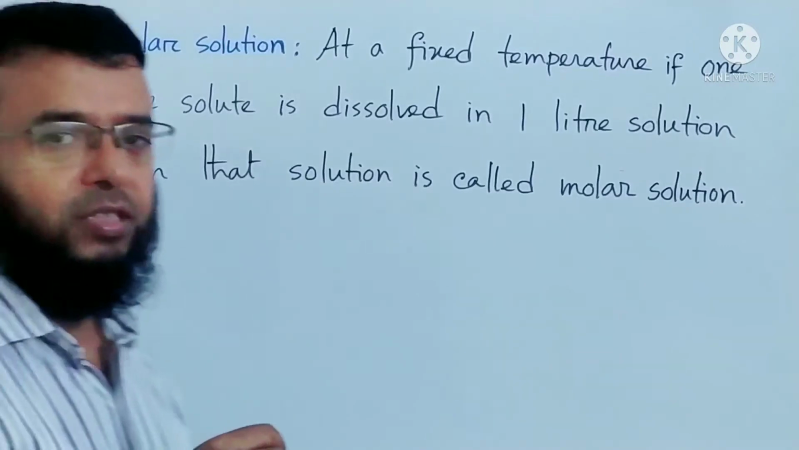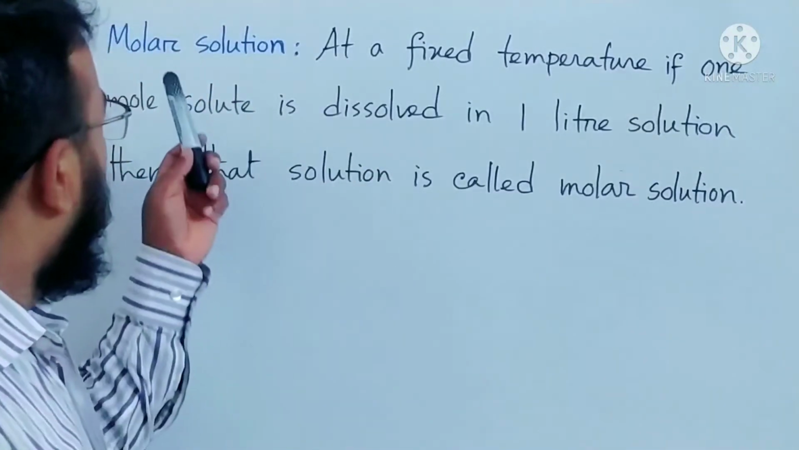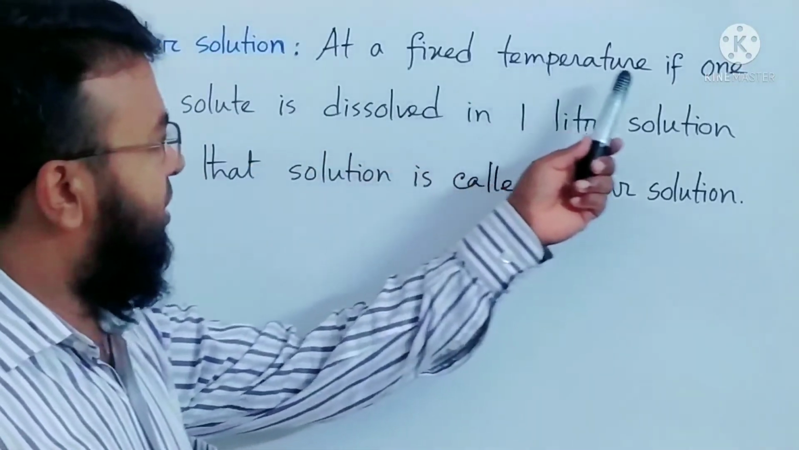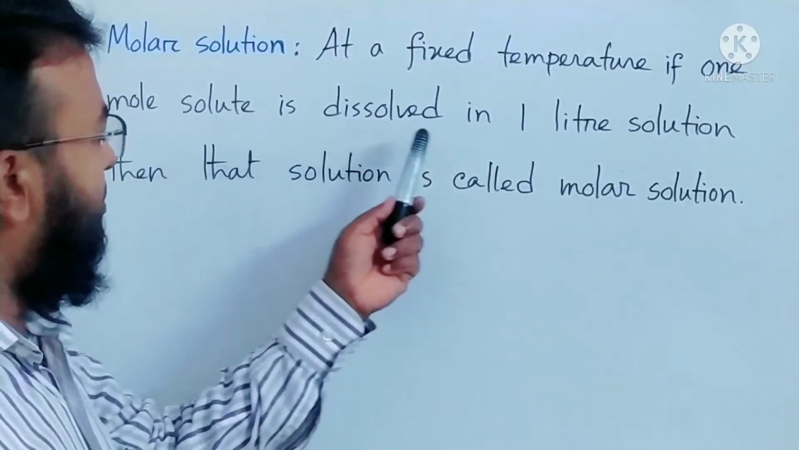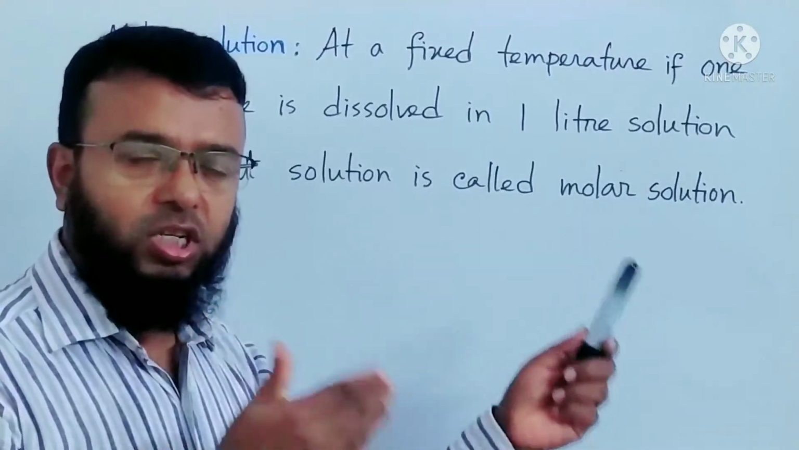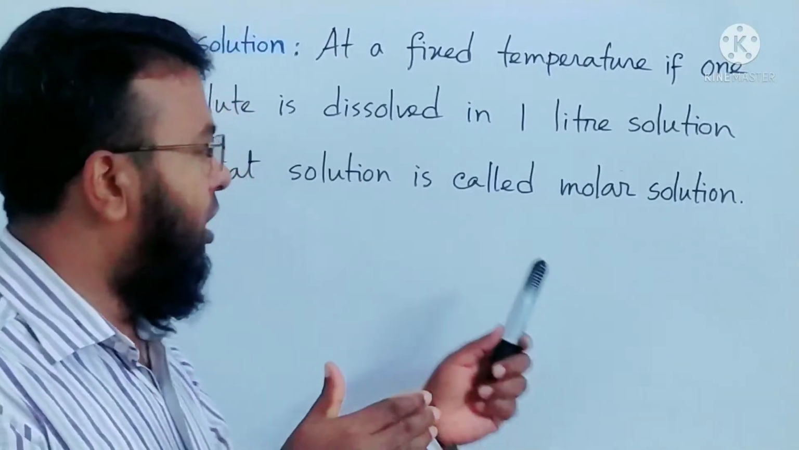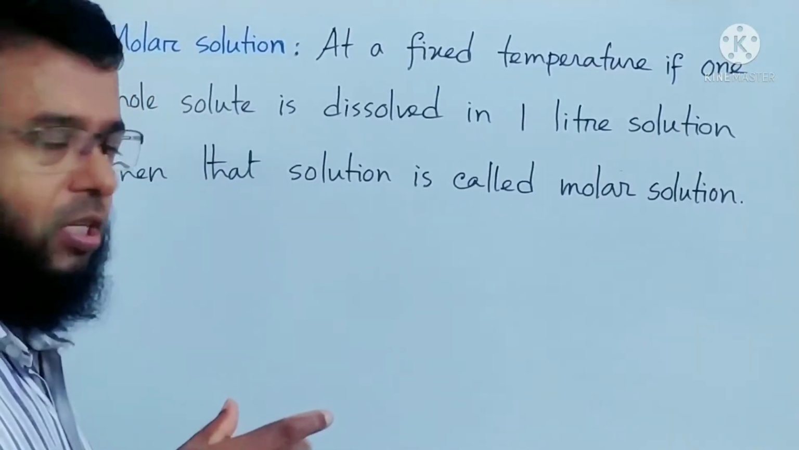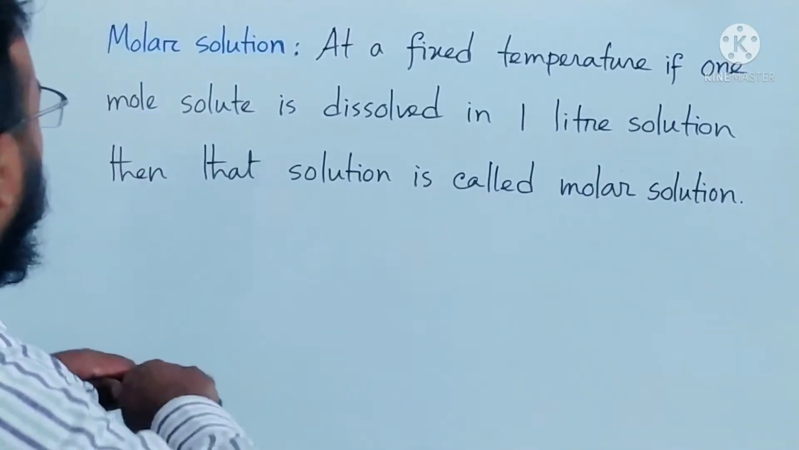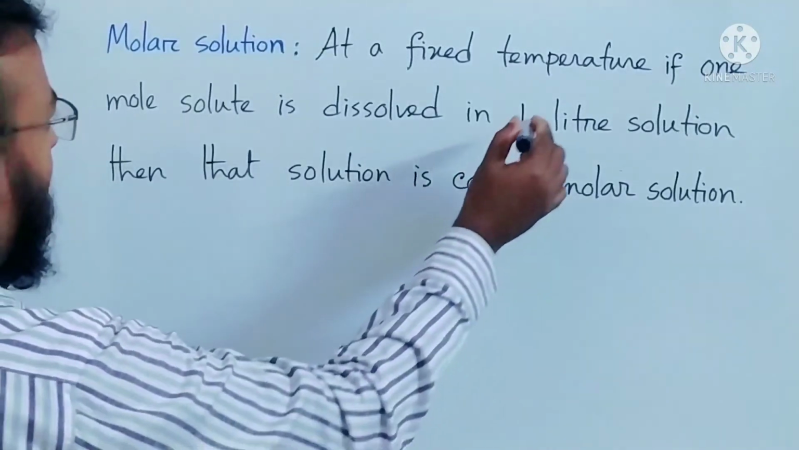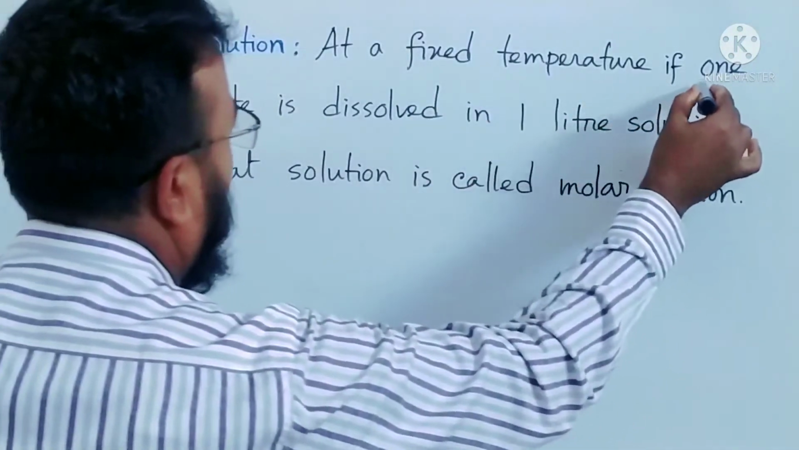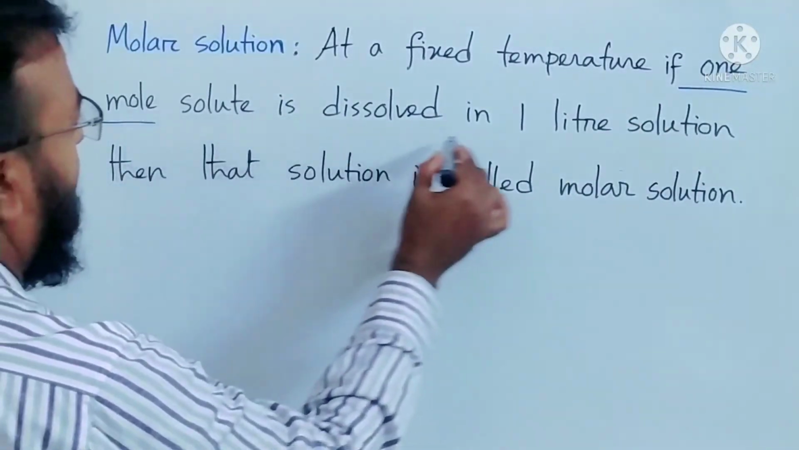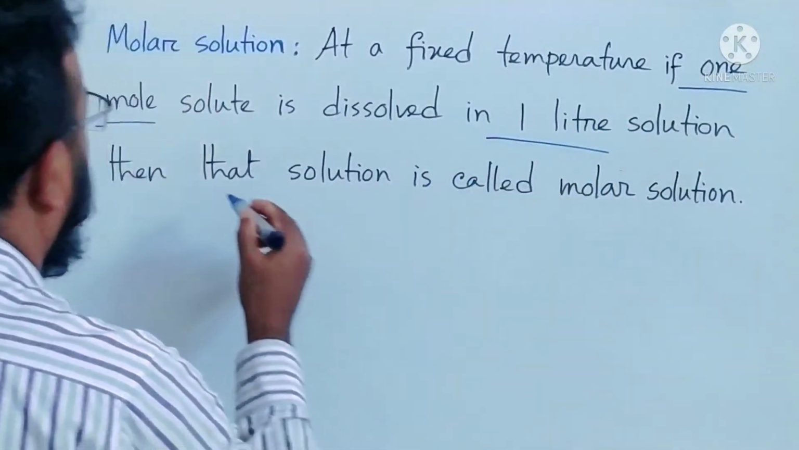dear students, see that I have written what is molar solution. At a fixed temperature, if 1 mole solute is dissolved in 1 liter solution, then that solution is called molar solution. Now with this we can write 3 definitions together. See that. Now it is the molar solution. 1 mole solute is dissolved, 1 mole in 1 liter solution.